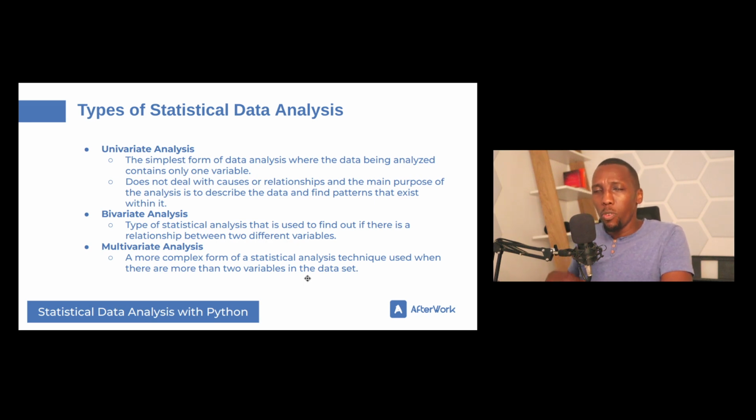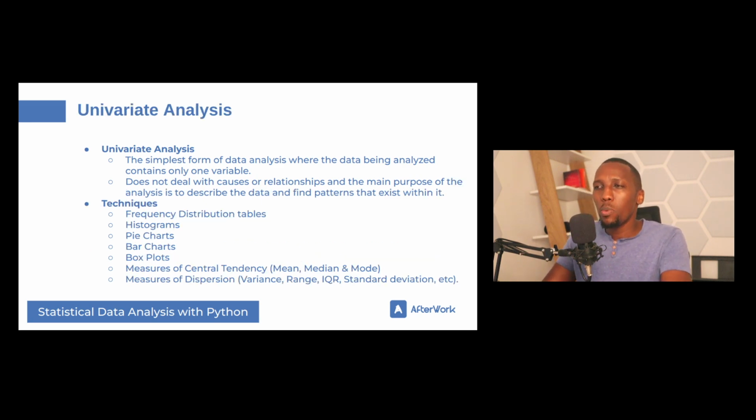So for one particular variable, we perform univariate analysis. For two variables, we perform bivariate analysis. For more than two variables, we perform multivariate analysis, which is just a more complex form of statistical data analysis that we can perform. Our major focus for this workshop, for this course, will be univariate analysis as well as bivariate analysis.